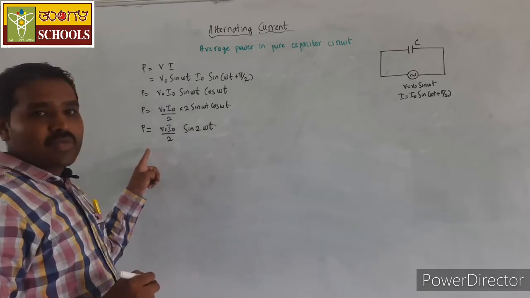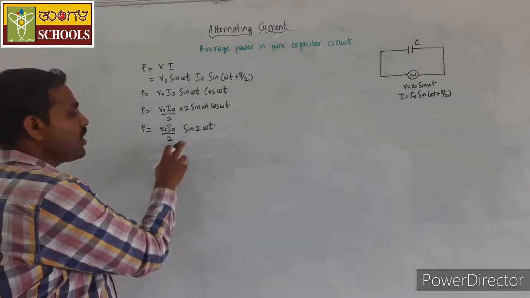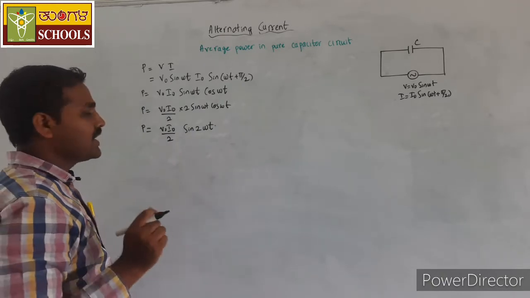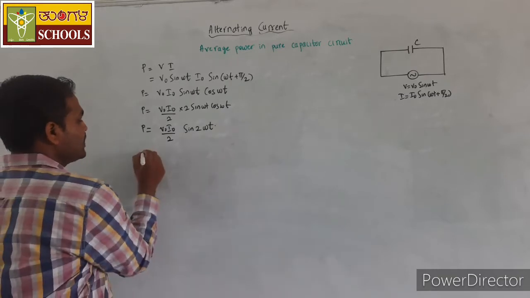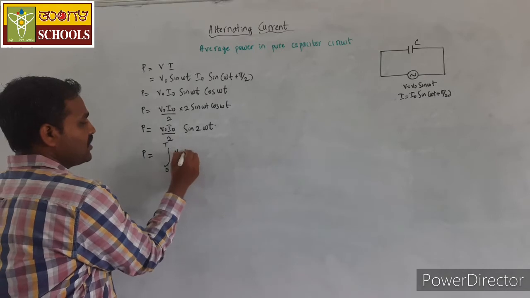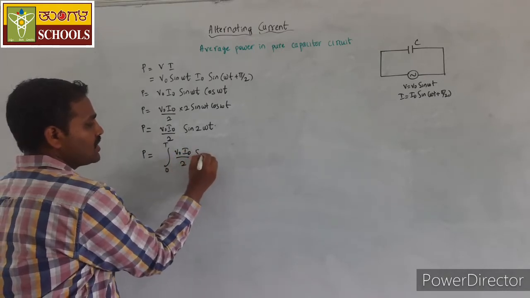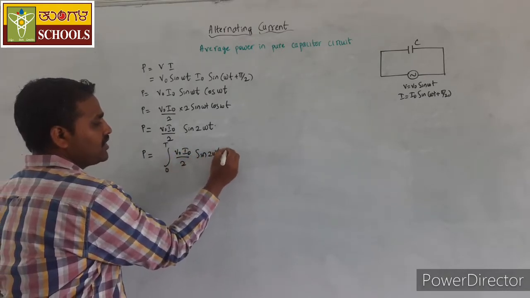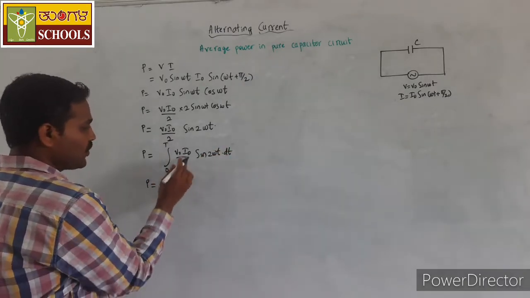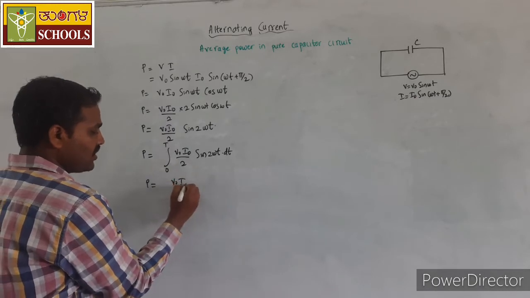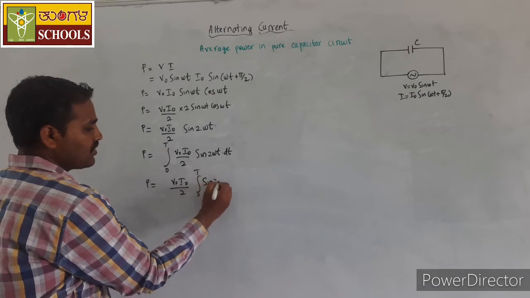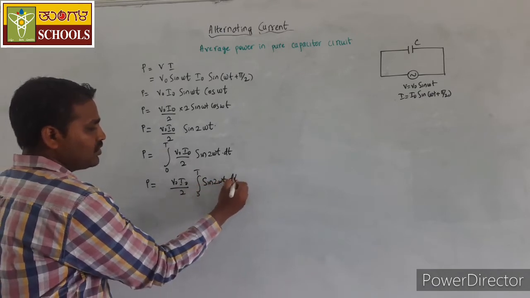The total power for one complete cycle can be obtained by integrating this equation between the limits of 0 to T, where T is the time period of this alternating cycle. So P is the integration of V naught I naught divided by 2 sin of 2 omega t with respect to time. I will take V naught I naught divided by 2 outside, leaving the integration from 0 to T of sin of 2 omega t dt.